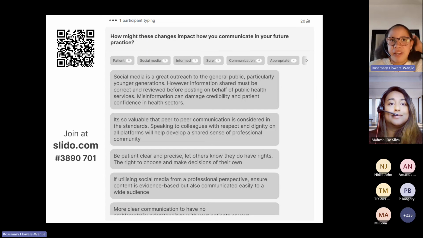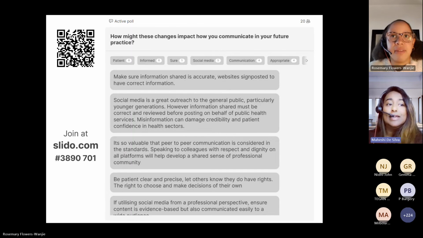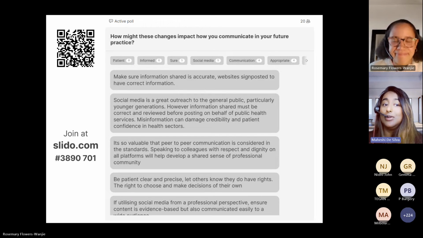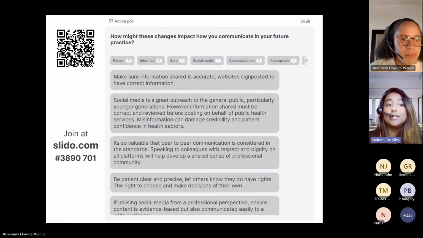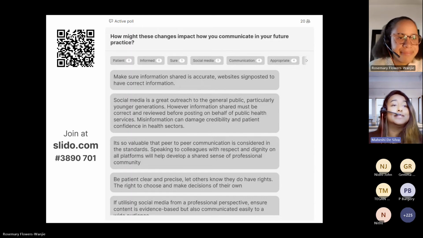Okay, going back to the Slido. We've got a few here on social media and taking responsibility for information that I might share on social media, and I need to be more careful and take extra steps before I share online information. And also, social media is a great outreach to the general public, particularly younger generations. However, information must be shared correctly and reviewed before posting on behalf of public health services, as misinformation can damage credibility and patient confidence in the health sector, which is a really, really great reflection.